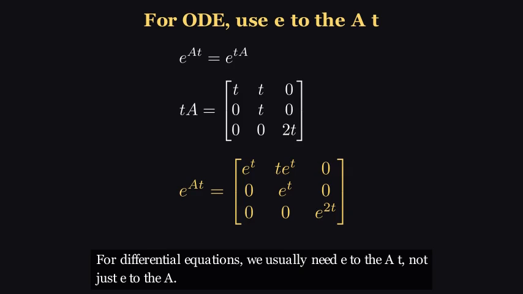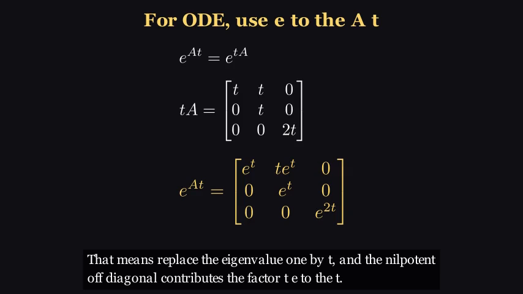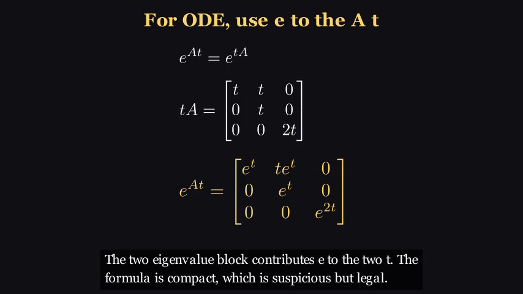For differential equations, we usually need e to the At, not just e to the A. That means replace the eigenvalue 1 by t. And the nilpotent off-diagonal contributes the factor t e to the t. The 2 eigenvalue block contributes e to the 2t. The formula is compact, which is suspicious but legal.